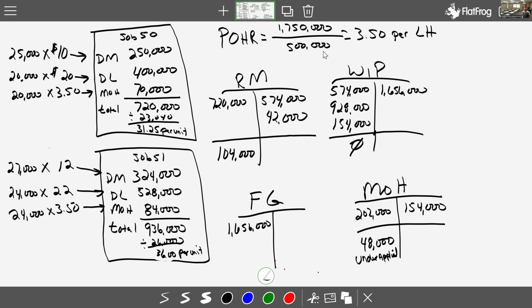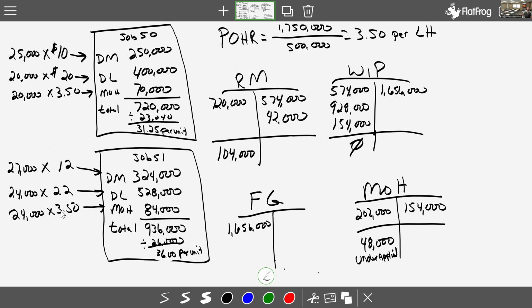So when we get to job 50, you have to look back at your worksheet, part number 2, right? For our direct labor, it told us that we used 20,000 hours. So that's what we need. We need 20,000 hours, because that was our actual base usage, multiplied by our predetermined overhead rate that we just calculated at $3.50. So 20,000 times $3.50 gets us $70,000 manufacturing overhead for job 50.